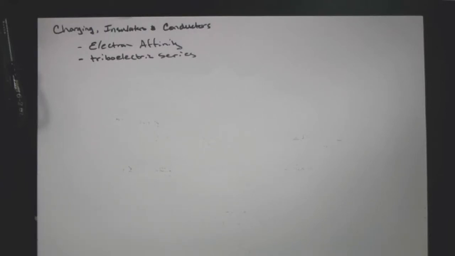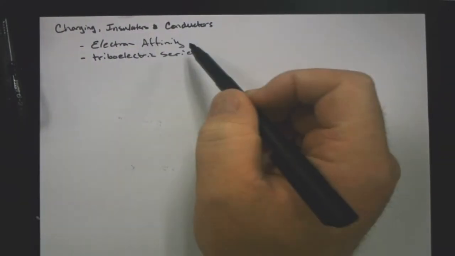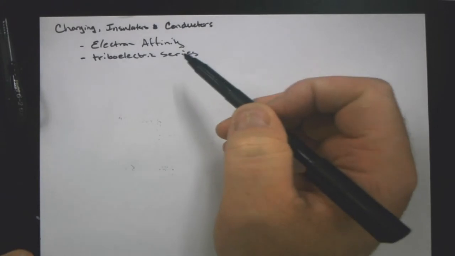This is for our next two pages, pages 5 through 8 in the book. We've got pages 5 and 6, which are for how we charge things, and then pages 7 and 8 are insulators and conductors. So we're going to start with how we charge things, and we need to talk about electron affinity.